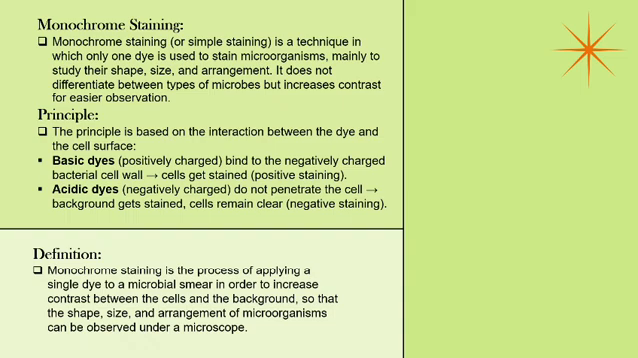Definition of monochrome staining. Monochrome staining is the process of applying a single dye to a microbial smear in order to increase contrast between the cells and the background so that the shape, size, and arrangement of microorganisms can be observed under a microscope.